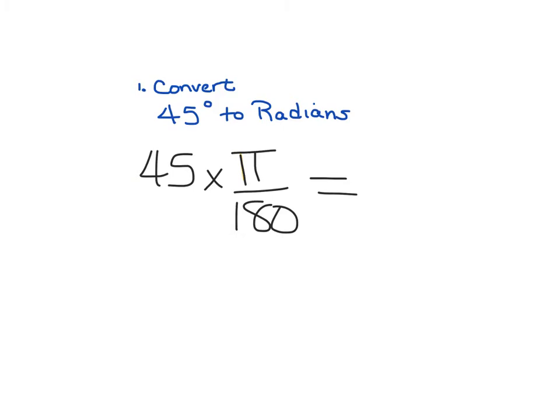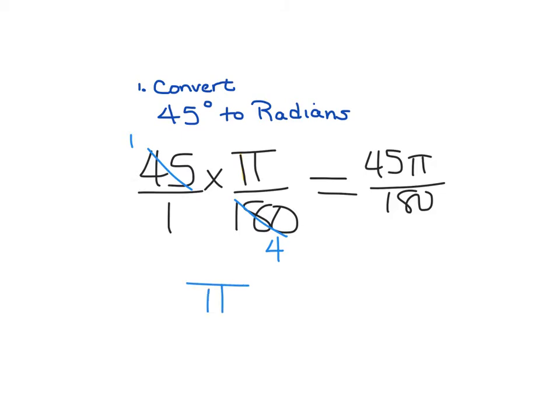You could multiply it straight across. You could get 45 pi over 180 and then simplify it now. I'm going to simplify before I multiply. I know that I could divide 180 evenly by 45. So 45 goes into 180 4 times, and 45 goes into 45 once. So my simplified answer is going to be pi over 4.